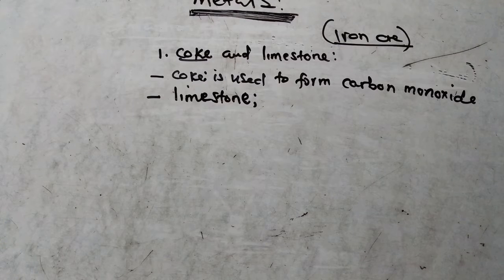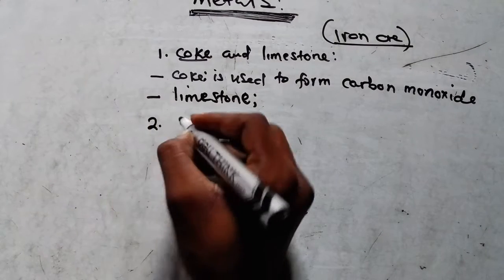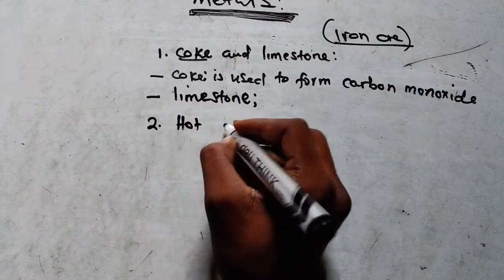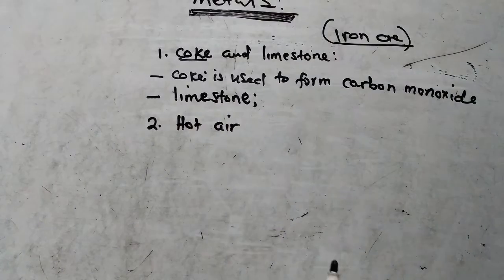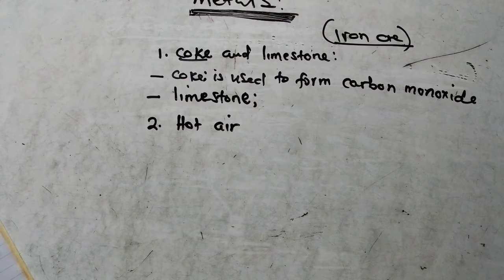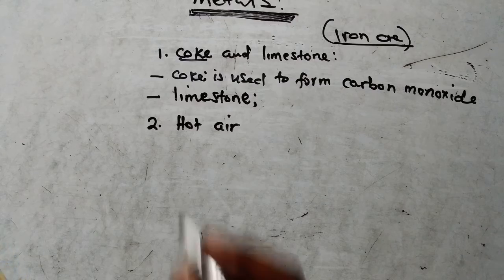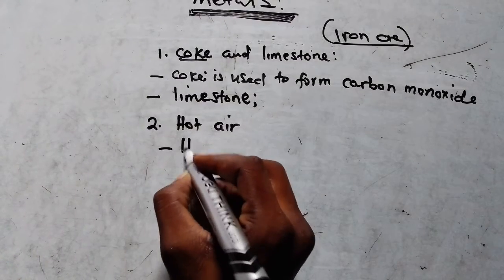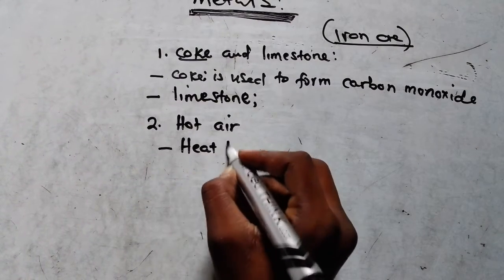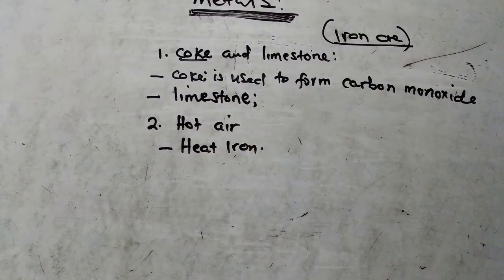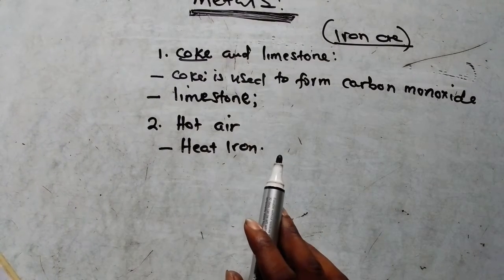Then we also have hot air. There's hot air which is coming now at the end of the blast furnace. Down there, there's hot air. What's that function of hot air? Is to heat iron. That air, we use it to heat iron.